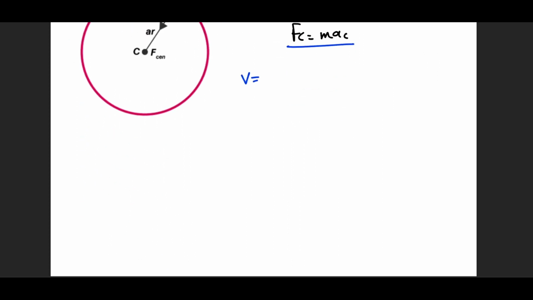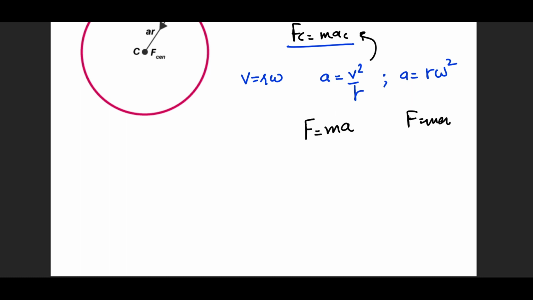We understand that V equals R omega, as done in the previous part. We know that the acceleration is equal to V squared over R, and acceleration is equal to R omega squared. These are the 2 formulas that we have. And from Newton's second law, F equals ma, if you put these acceleration formulas in independently, this becomes F equals mv squared over R, and this becomes F equals m R omega squared, right?